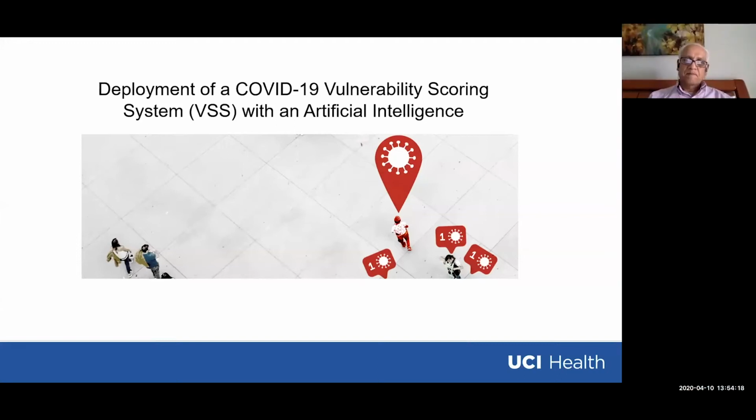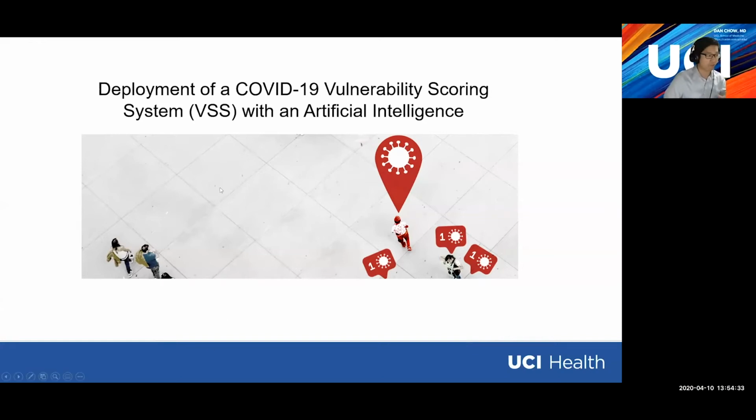So I'm going to try to give a really quick overview of what we're doing. My name is Daniel Chow. I'm an assistant professor in radiology, and I'm going to introduce the team over the course of this talk. And the goal is to develop a COVID vulnerability scoring system with AI. And what do I mean by that?